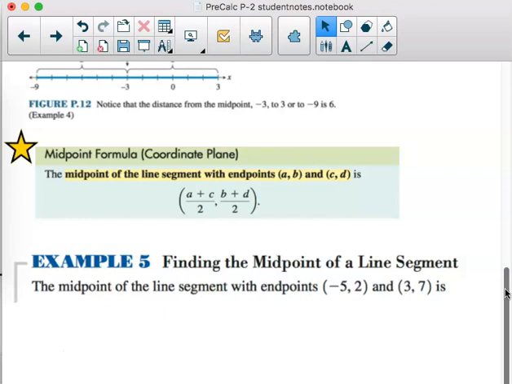Add the two y coordinates together, and divide by 2. Seems really basic. For whatever reason, people forget it. And I know what the reason is.